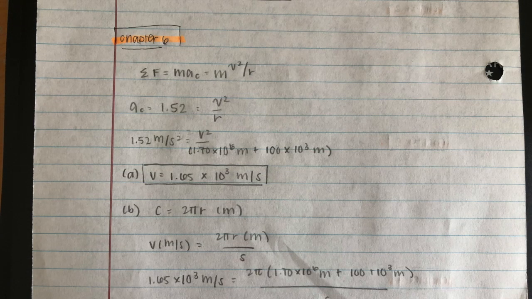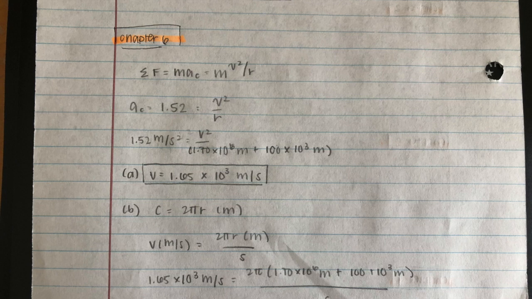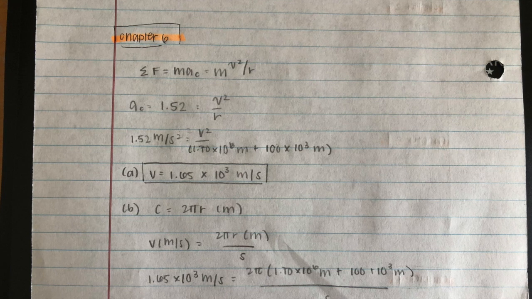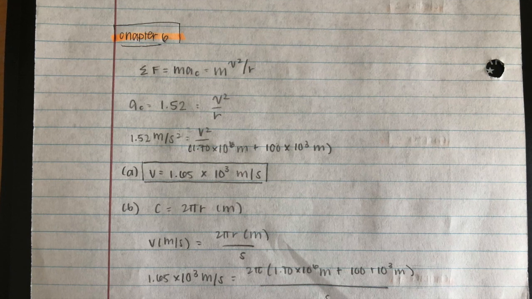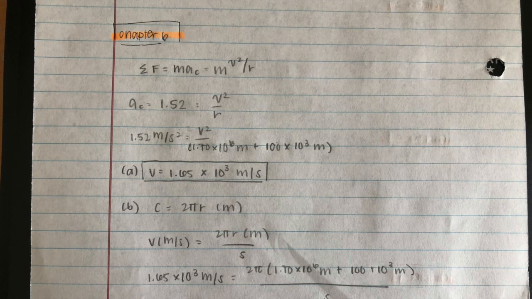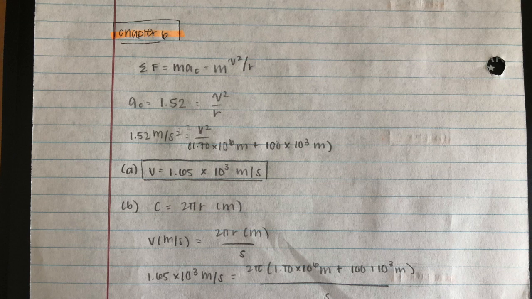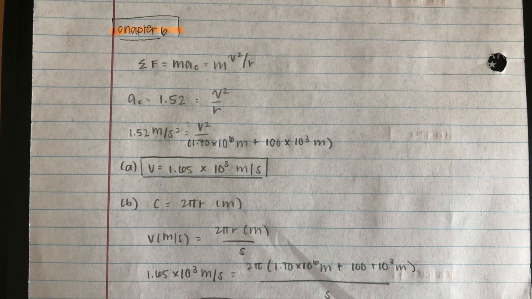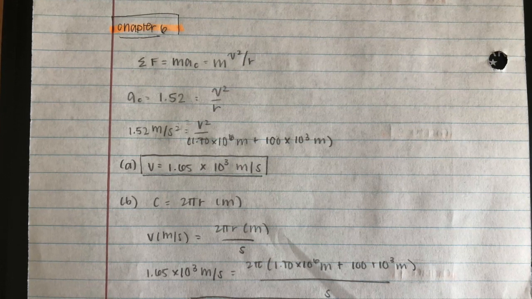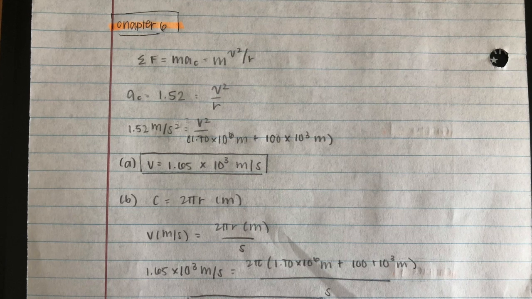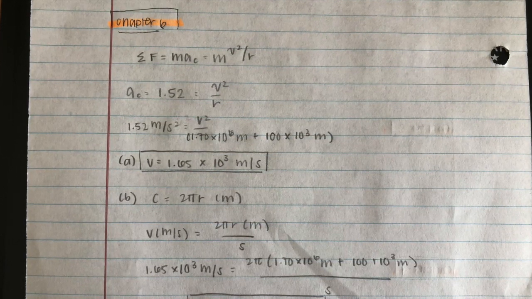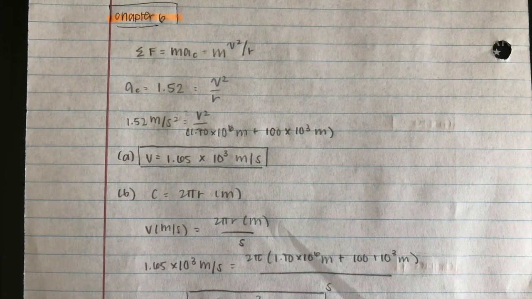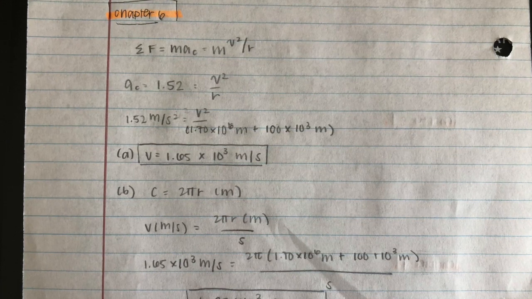In Chapter 6, Question 2, it is asking us to determine the astronaut's orbital speed and the period of the orbit. We know that the astronaut orbiting around the moon is performing uniform circular motion. We also know that an object performing uniform circular motion has acceleration equal to v squared over r. Given that we are provided the acceleration, which is 1.52 meters per second squared, as well as the radius, which is 1.70 times 10 to the 6th meters, we are able to calculate the velocity of the astronaut orbiting.